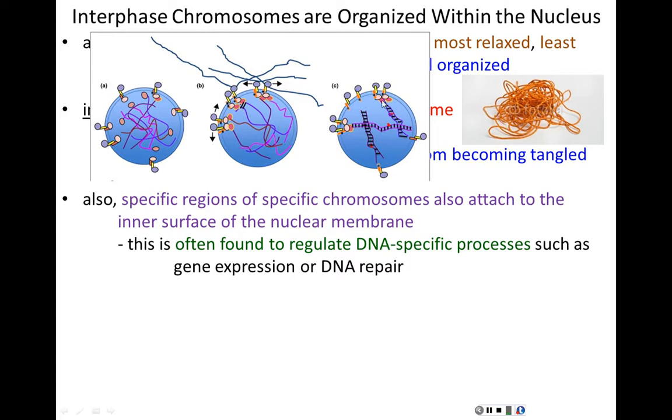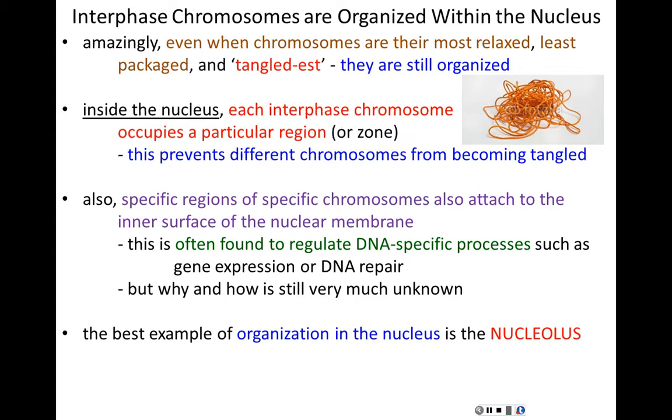It's found that this adherence to the nuclear membrane plays a role in regulating DNA-specific processes, such as expressing genes or repairing DNA. But why regulating these processes requires adhering to the nuclear membrane, how these mechanisms work, is still very, very much unknown and being explored. It's just strange. It's strange that the DNA would become stuck to the inner surface of the nuclear membrane, and that would be important and done on purpose in order to achieve some DNA-specific processes.